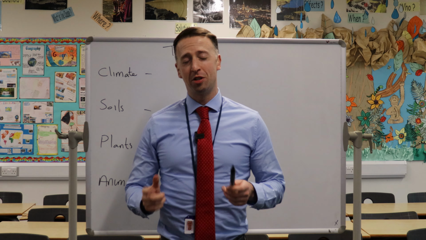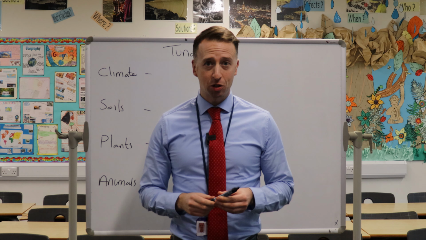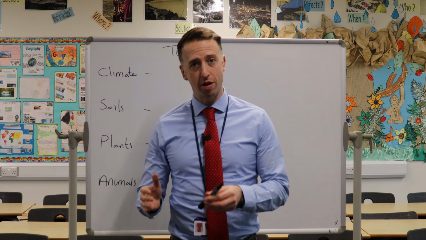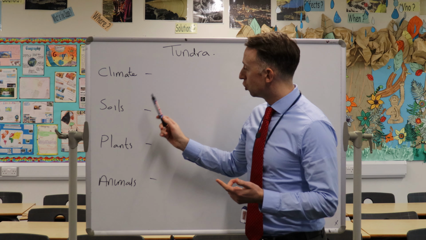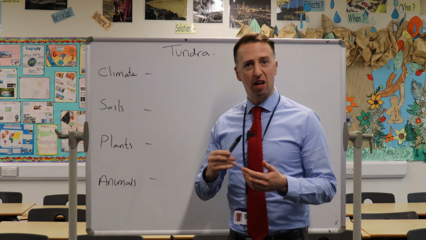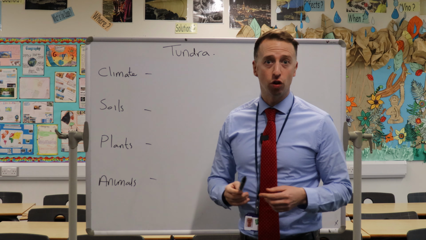Hi, welcome back. So today we're looking at the characteristics of the tundra region, broken into 4 different categories: climate, soils, plants and animals. I'm going to tell you a little bit about each of them.